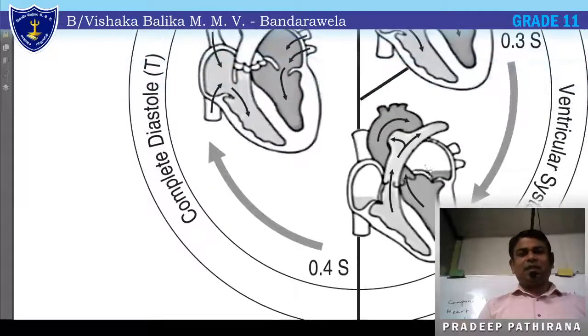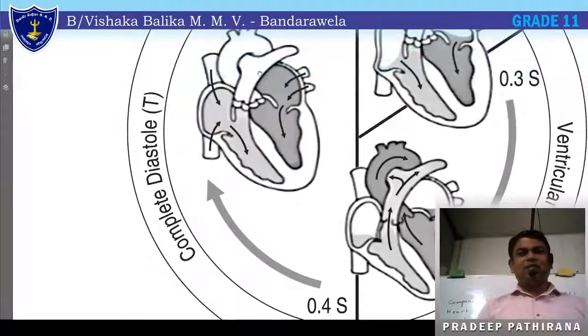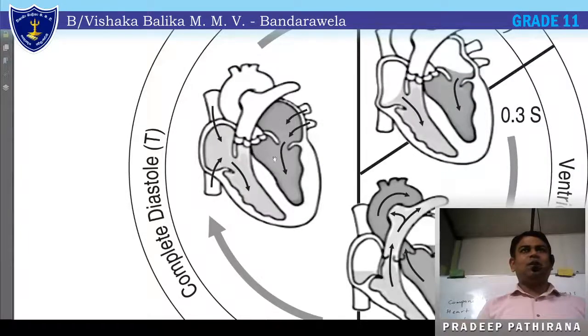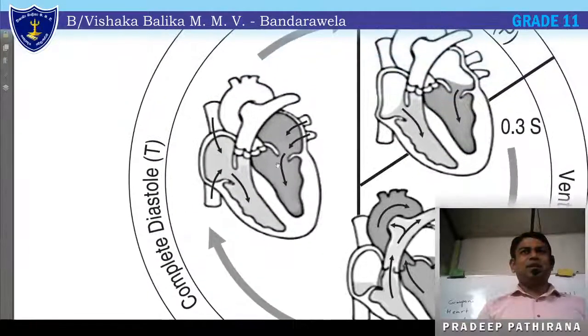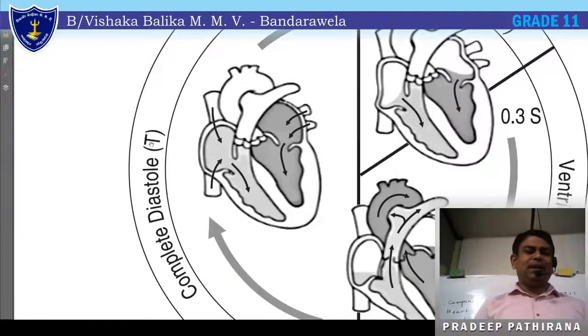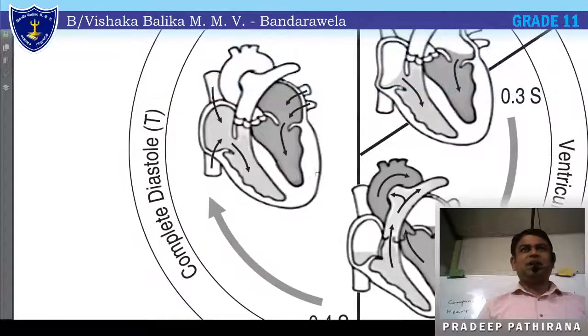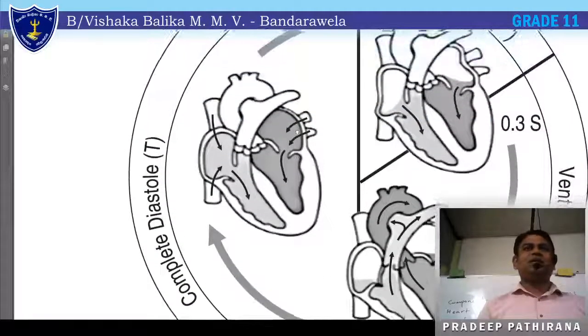Then we will go to the next phase, 0.4 seconds for the relaxation period. Relaxing, T phase. It's the slowest one, 0.4 seconds. Slowly, the whole thing relaxes, or it's called complete diastole. In this case, blood fills into the heart, and these valves are closing at this moment. Semilunar valves are closing. Therefore, the dub sound is produced. Here, the lub sound is produced because of these two valves. The dub sound is produced because of those two valves.